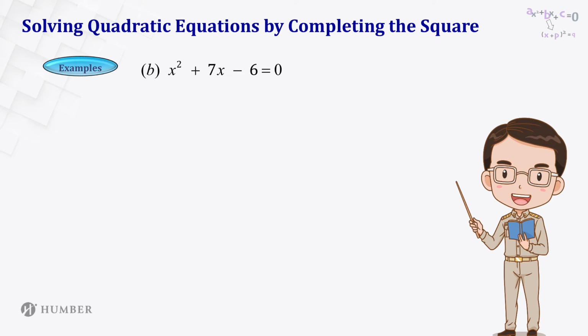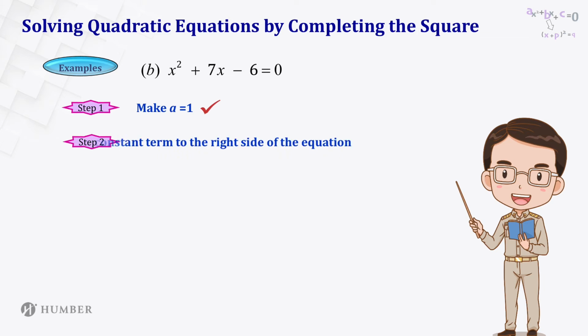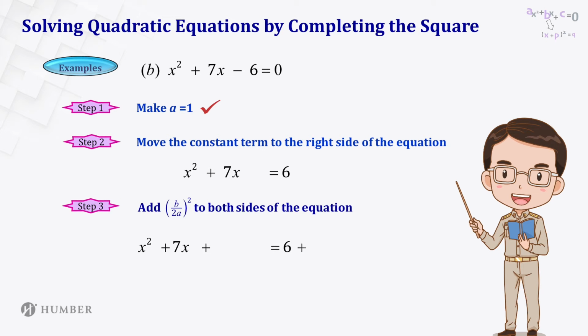Since this question also has the leading coefficient 1, we can skip the first step. Step 2. Move the constant term negative 6 to the right side of the equation. Step 3. Look at the coefficient of x term, which is positive 7 in this case. Take half of positive 7, square it, and add that to both sides of the equation.